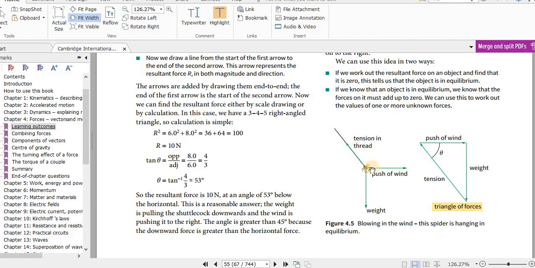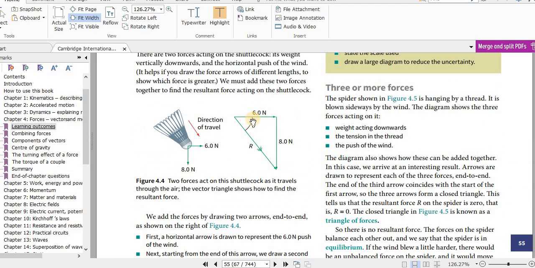Now there are 3 forces. Again, do the same thing. Join the tip of one arrow, or the head of one arrow, to the tail of the other arrow. Now this is the push of the wind, the force representing the push of the wind. You draw it like this. Then this weight is always vertically downward, so we draw it like this. See, tip of one arrow joining the tail of the other. Then we have tension in the thread this way. Okay, that way. So here there is no gap. They all join each other without creating a gap.